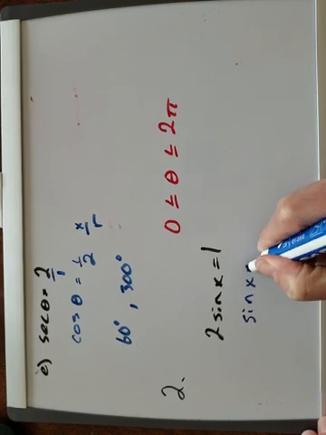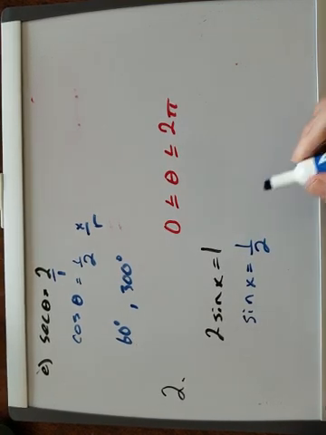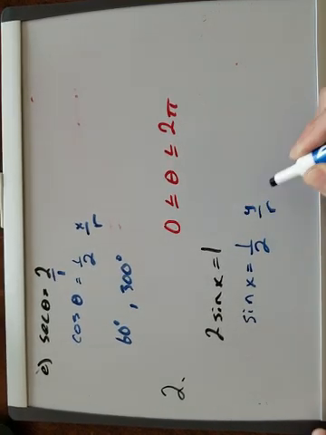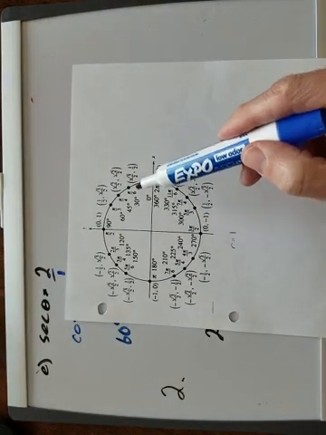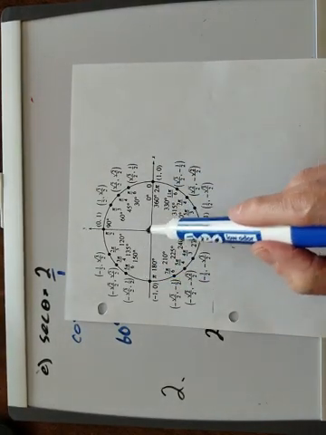We will divide the 2 over. Hey, now we're good to go. So sine is y over r. Now here's what's going to happen. What we really need to do is look at where the y value is a half. Well, that is at 30 degrees and it is at 150.